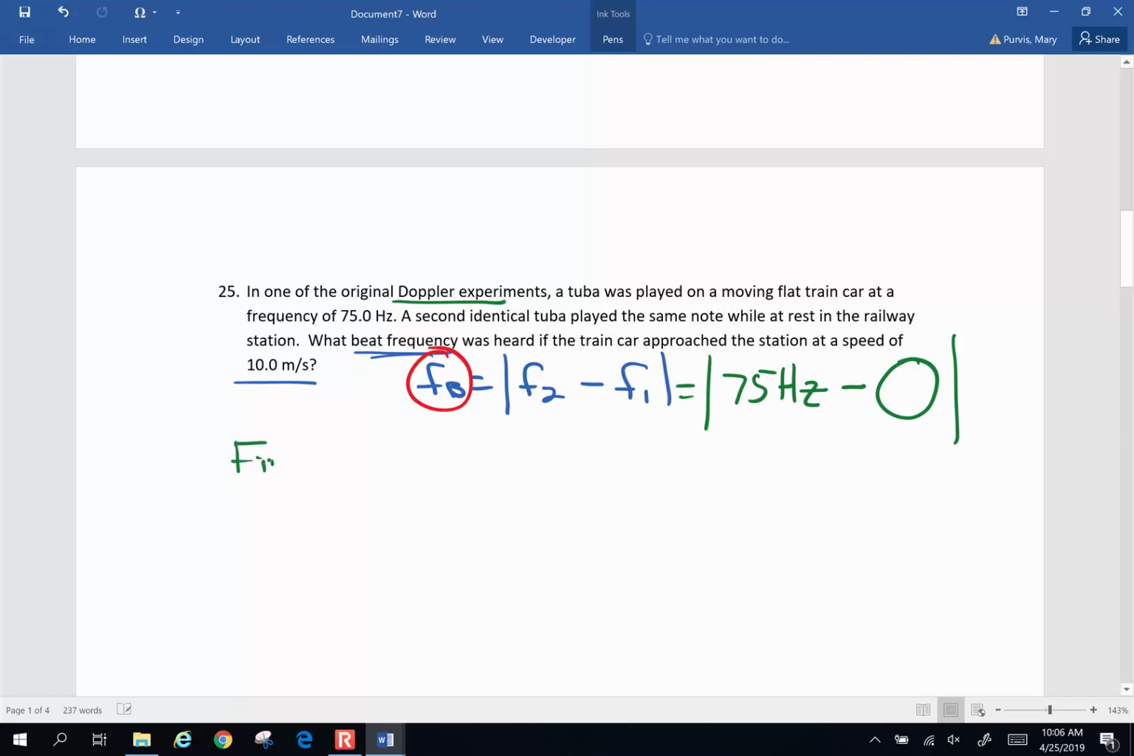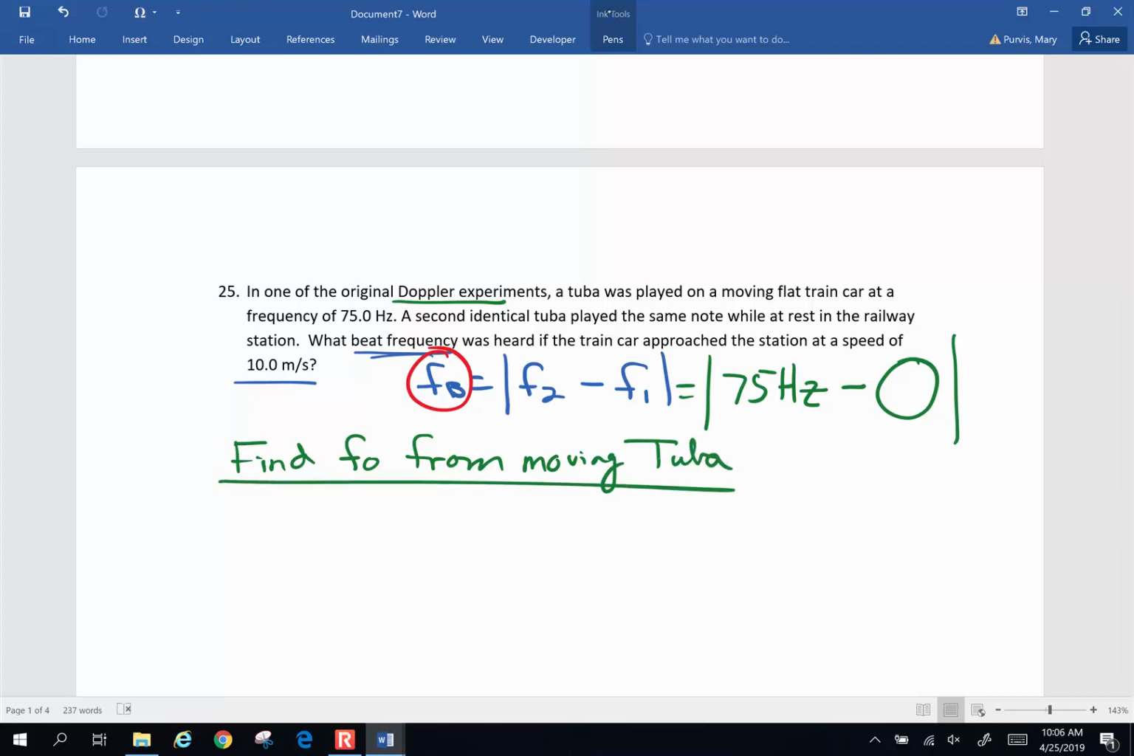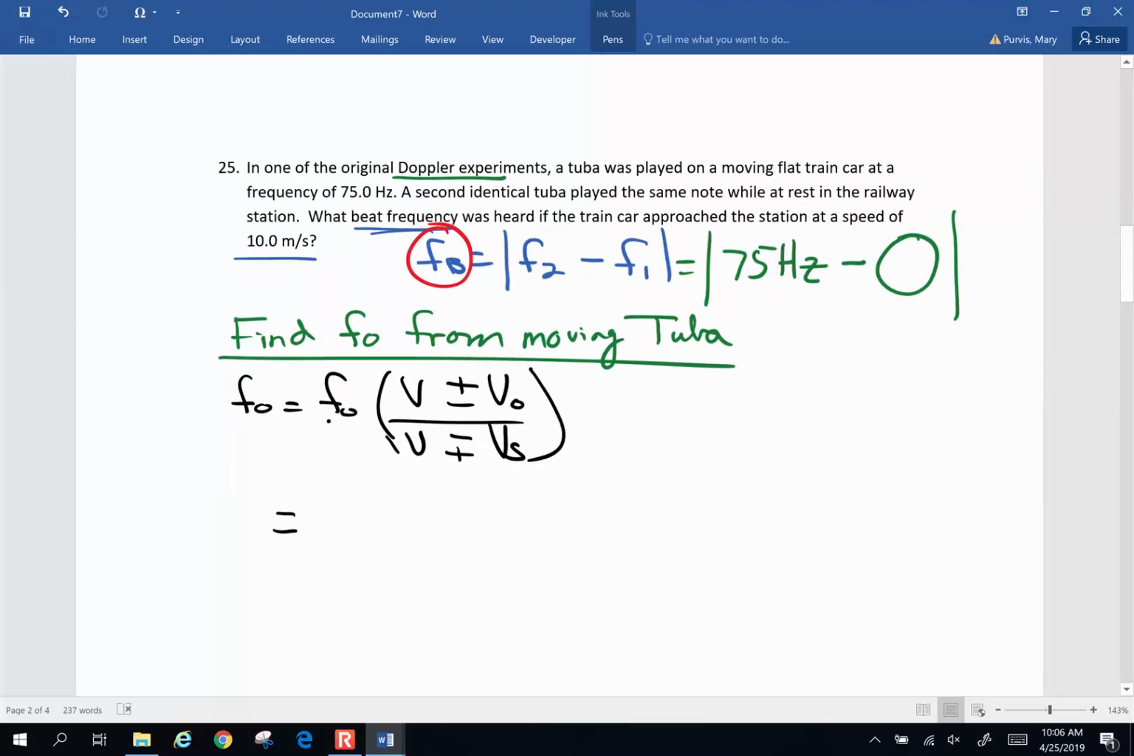So I'm going to find the frequency observed from the moving tuba. I always think it would be a cool experiment to reproduce because it would be pretty nifty. Okay, so let's go back to our Doppler equation. The frequency observed is going to be the frequency of my source times velocity plus or minus velocity of the observer, over velocity minus or plus the velocity of the source. So what do we have here? Frequency of the source, I said the wrong thing. This is frequency of the source. Frequency of the source is 75 hertz. The tuba is producing 75 hertz sound.